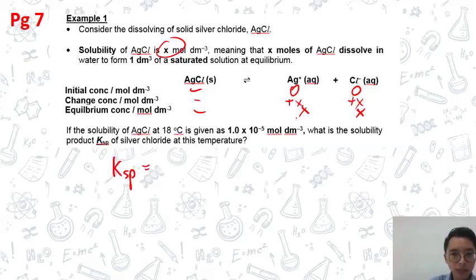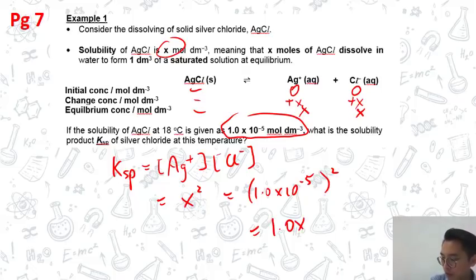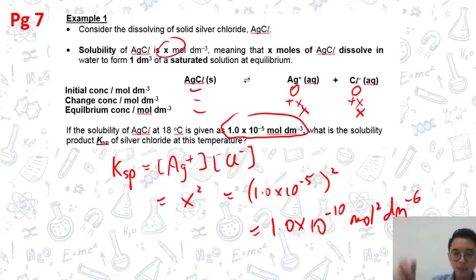So Ksp is equal to [Ag+][Cl-], which is x squared. Just sub in the x here. They tell you the solubility is this, so this is the x: 1.0 times 10 to the power minus 5, squared, which should give you a value of 1.0 times 10 to the power minus 10 mol squared dm minus 6. I'll leave it there for some time for you to write down anything you need to write down.